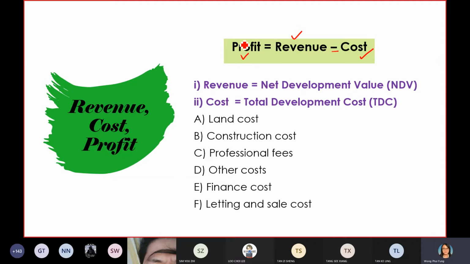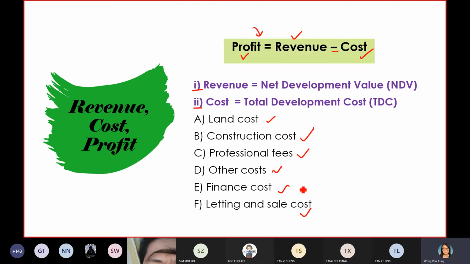Okay, so for all types of development, the formula is this. Profit equals revenue minus all the costs. First, revenue: you have to calculate your income. What are your sources of income? This is what we call either GDV or NDV, net development value. The second part will be the cost, which is what we call total development cost. It can be divided into land cost, construction cost, professional fee, other costs, funding cost, letting and sales cost.